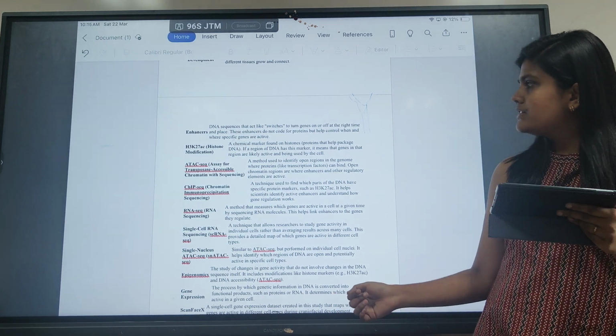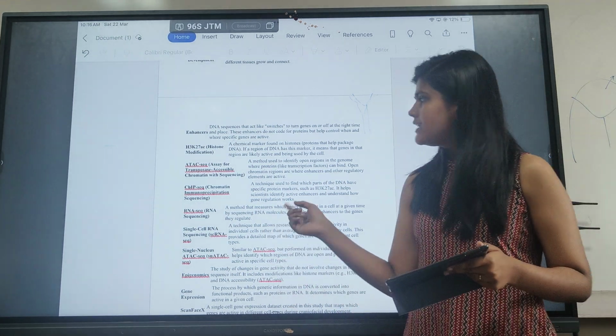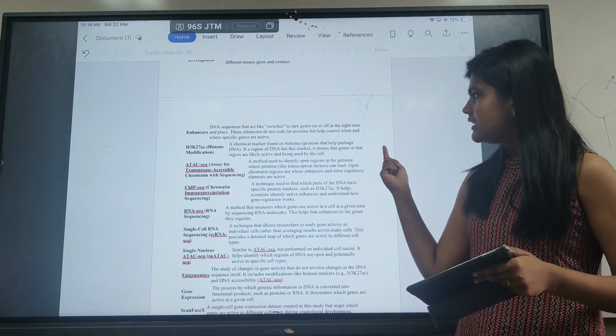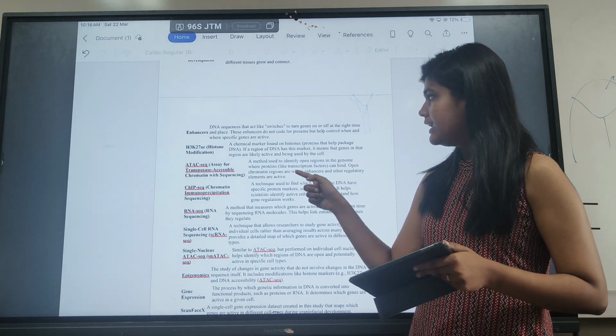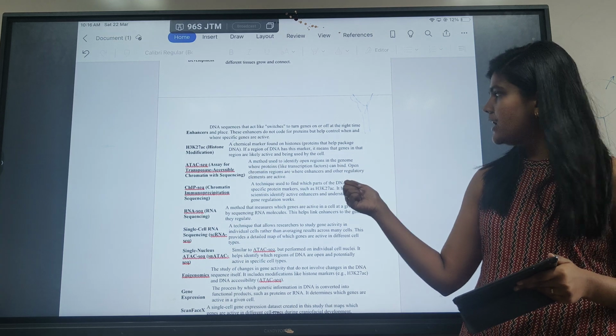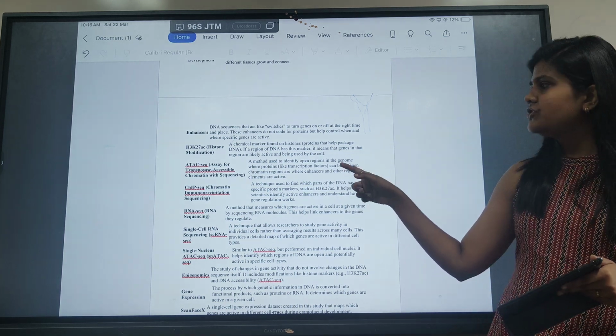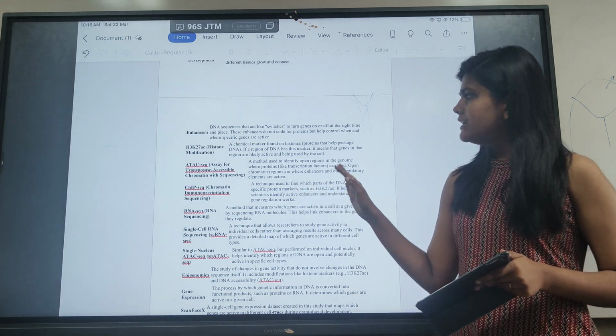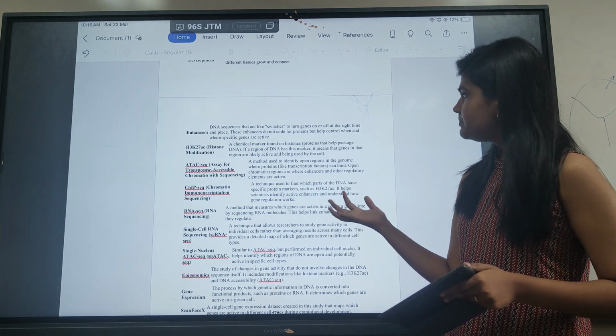And there is something known as histone modification. It is nothing but a chemical marker found on the histones, which are proteins that help pack DNA. If a region of DNA has this marker, it means the genes in that region are likely to be active and being used by the cell. So that is histone modification.